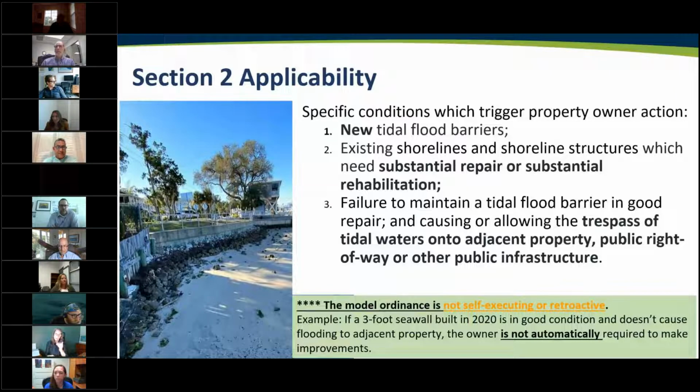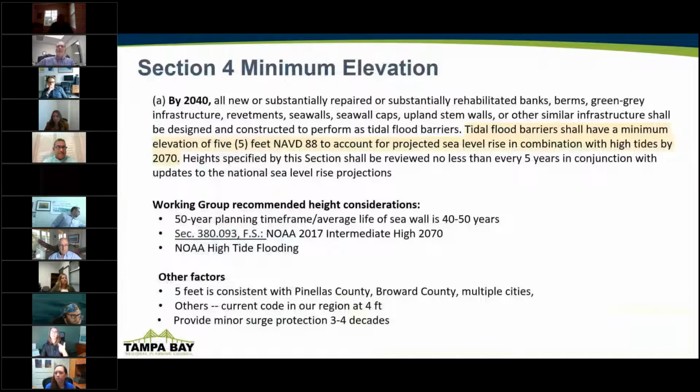So what it builds in is a series of trigger points that will then cause you to need to do something in this condition. And this was very important for a lot of reasons. One of the new components is that if you fail to maintain this tidal flood barrier in good repair, or what you do allows other people to be flooded, or the right-of-way to be flooded, or public infrastructure to be flooded, there are some other clauses and issues that come into play that would help enforce that.